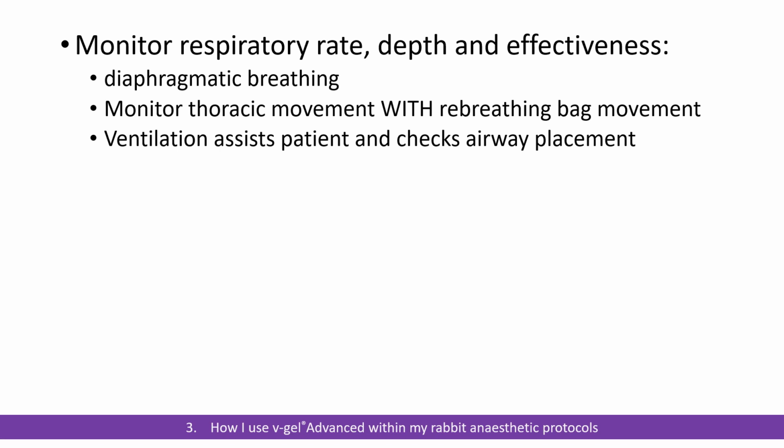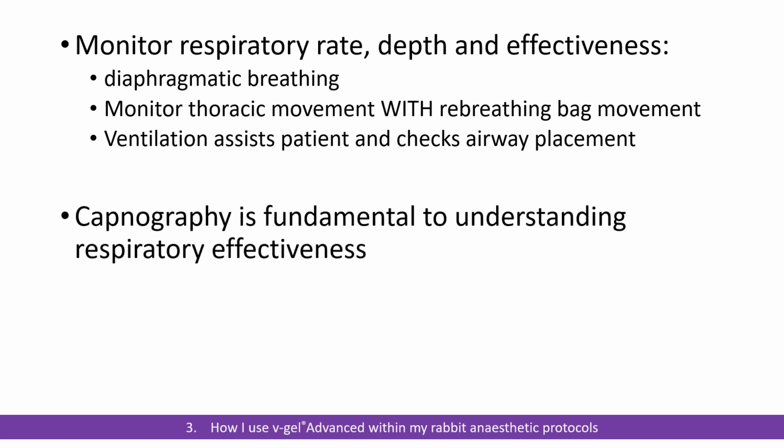When you are monitoring your patient, when you're looking at chest movement, rabbits breathe with the diaphragmatic muscles rather than the intercostal muscles, so you need to be looking at the caudal aspect of the thorax where the diaphragm is for movement. You need to monitor the thoracic movement or the diaphragmatic movement together with the movement of the rebreathing bag. So movement of the chest does not mean that you have a clear airway. It just means that you're moving your chest. If the rebreathing bag is moving at the same time as the thorax is moving, you're good, then you have a clear airway. And ventilation has got multiple points to it. It's both assisting your patient and dropping the CO2 level down, but it's also checking your airway every time you ventilate. So it's a very useful technique.